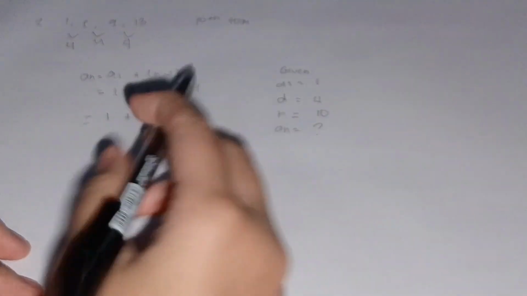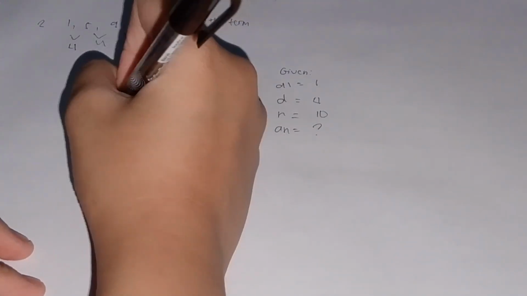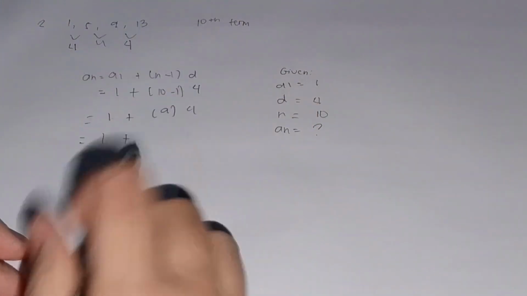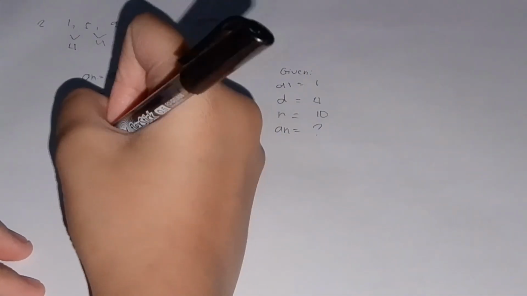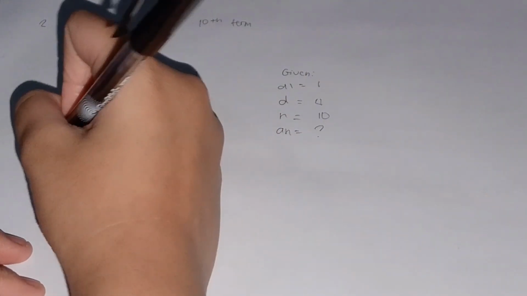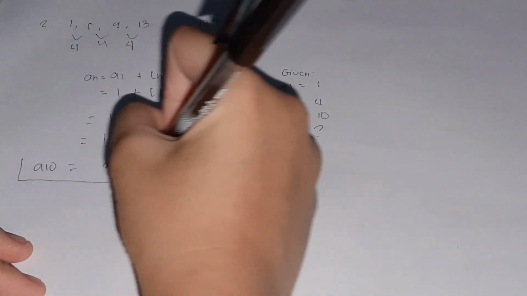Let's hold that, and then bring down 4. Let's bring down again the 1, and then 9 times 4 is equal to 36. Then 36 plus 1 is equal to 37. Therefore, our 10th term is 37.